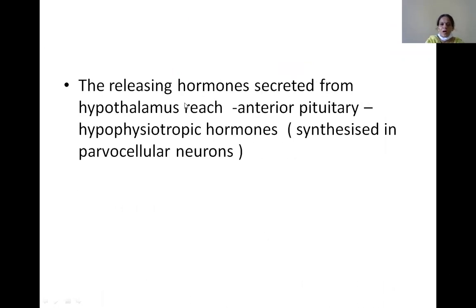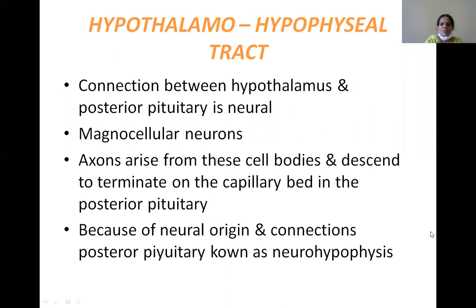The releasing hormones secreted from the hypothalamus, where they are synthesized, as I already told you, such as growth hormone releasing hormone, TRH, thyroid releasing hormone, many hormones, reach the anterior pituitary. So these are termed hypophysiotropic hormones, synthesized in the parvocellular neurons.